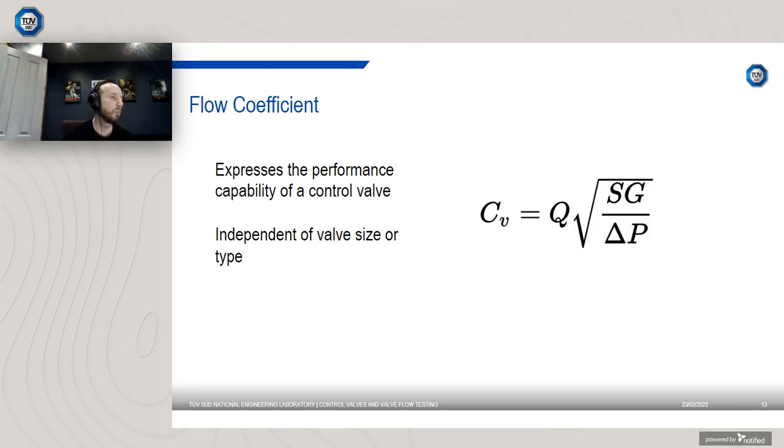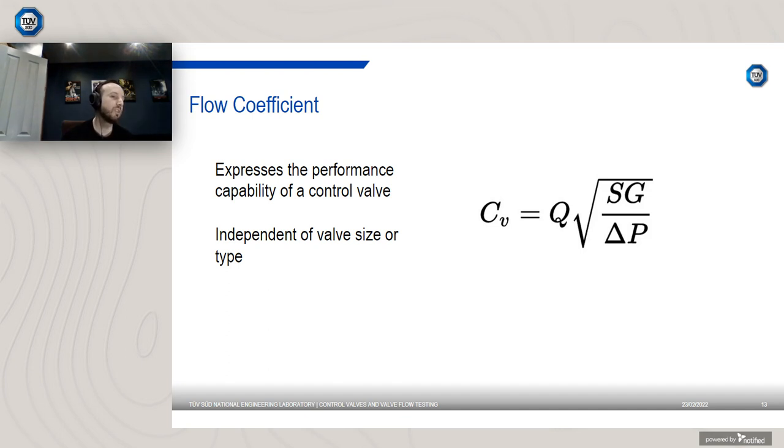The first term that's quite important is the flow coefficient. This is a fairly ubiquitous term when talking about control valves. If you've ever bought a valve or looked at a valve data sheet or catalogue, you'll have seen this term stated. It expresses the performance capability of a control valve. In simple terms, it's a measure of how efficient the valve is at allowing flow. In more practical terms, it's the US gallons per minute that will result in a pressure drop of 1 psi across the valve. This is with water at a temperature of 60 degrees Fahrenheit.